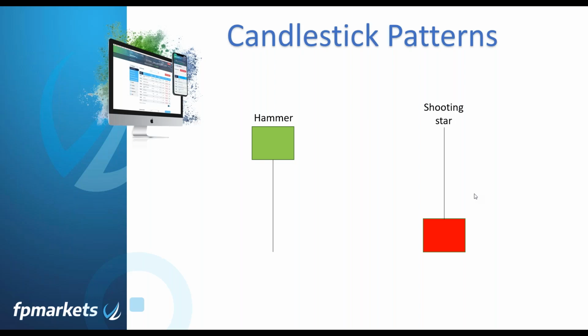Therefore, it's critical to note that preceding the formation of either a hammer or a shooting star, a trend must be present, or a lengthy retracement or pullback.